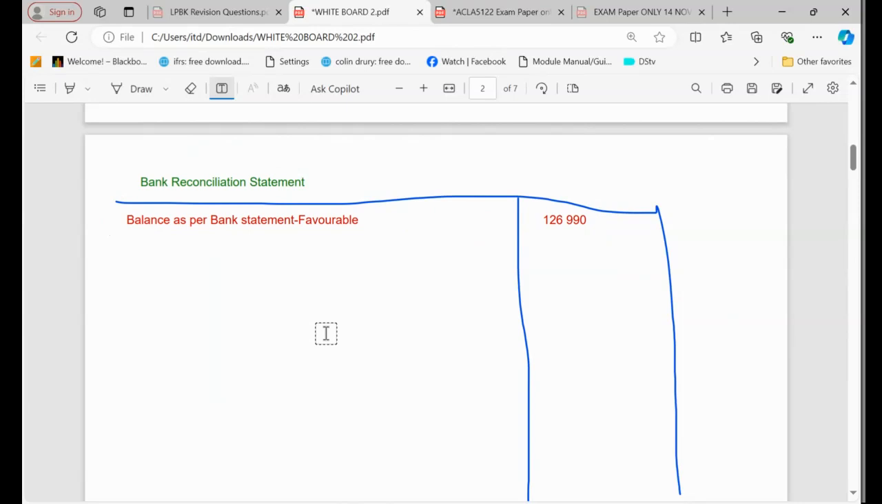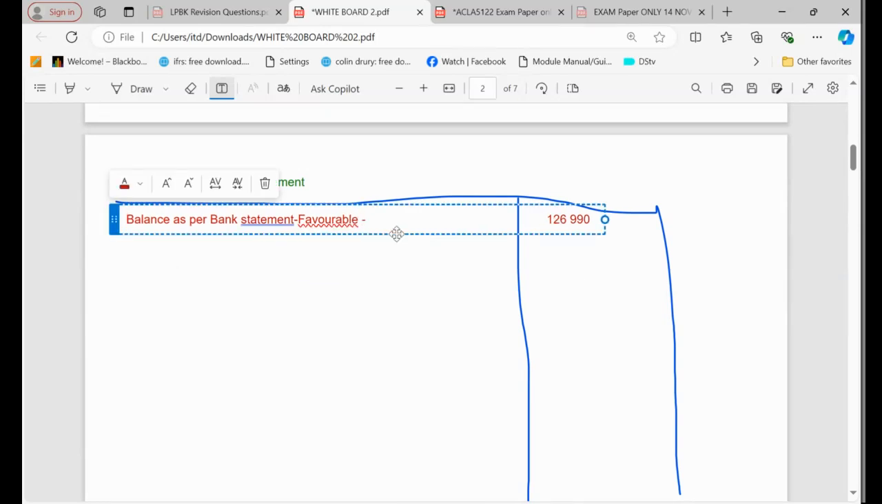So that's the first thing. Next time they'll say unfavorable, you must put brackets. And they can trick you by saying debit or credit. This one is easy because they said favorable. That's why it's important for you to know which one is favorable and which one is unfavorable between the debit and the credit. If they say credit on the bank statement, it's favorable. Let me write that for future. If they said credit, it's the same.